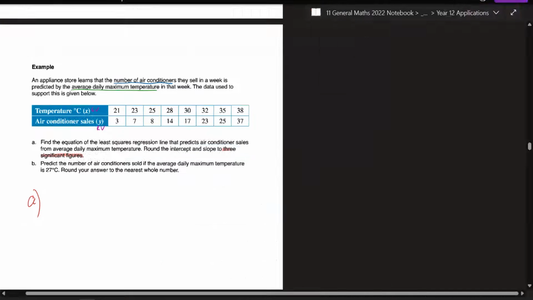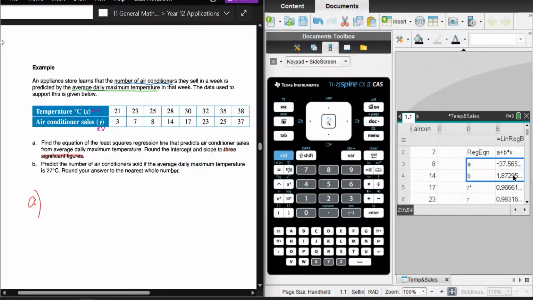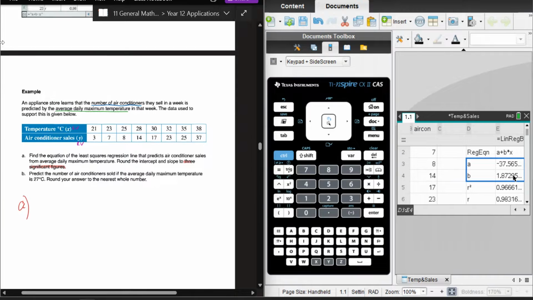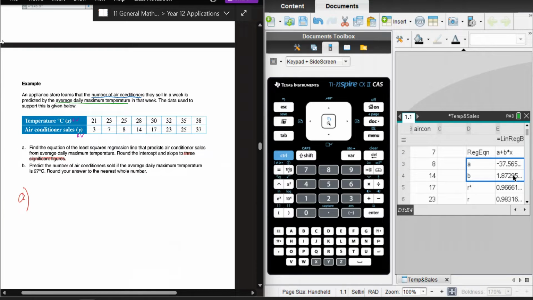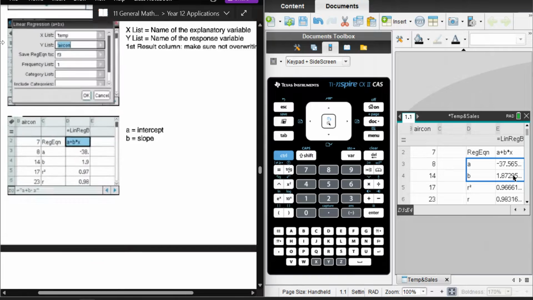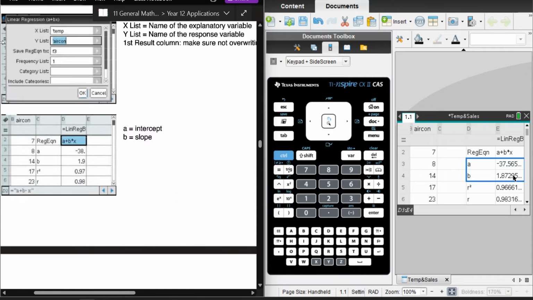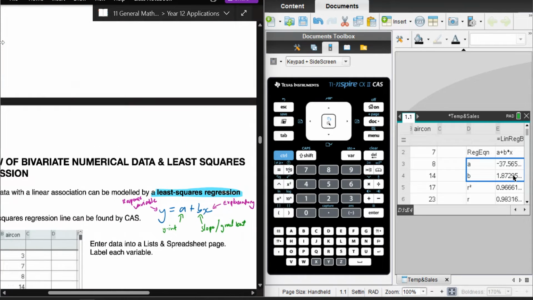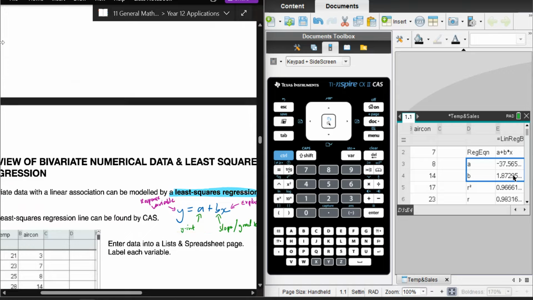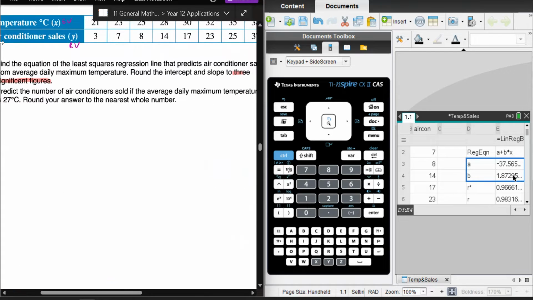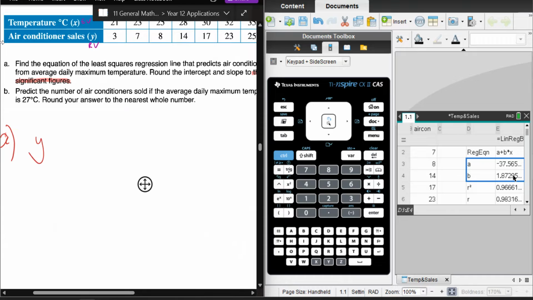Okay, we're being asked to find the formula for the least squares regression line. Going back to here, you're looking for two things, A and B. And remember the formula was A plus BX. So if you go down here, let's write this down. The formula is Y equals A plus BX, and the only thing you're changing here is whatever A and whatever B is.